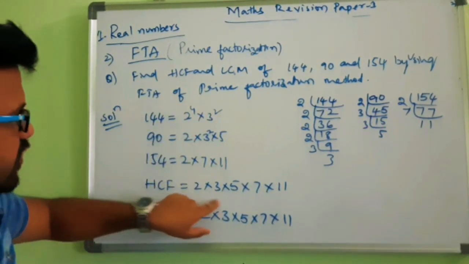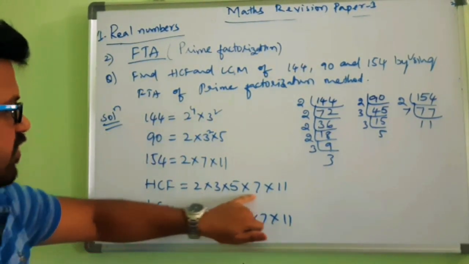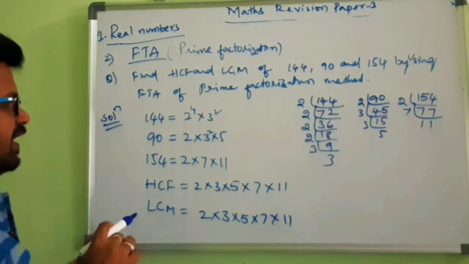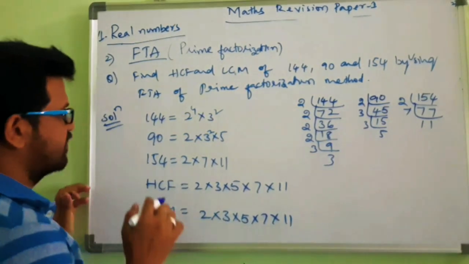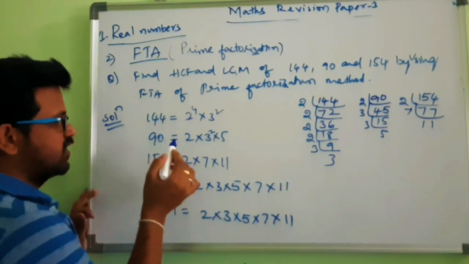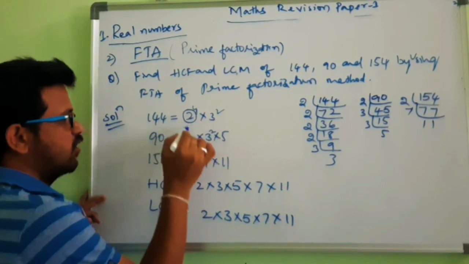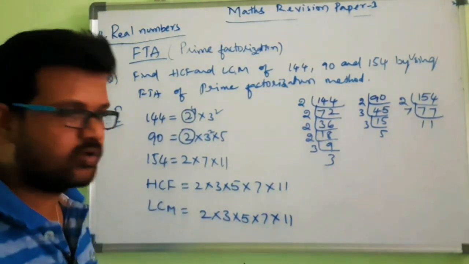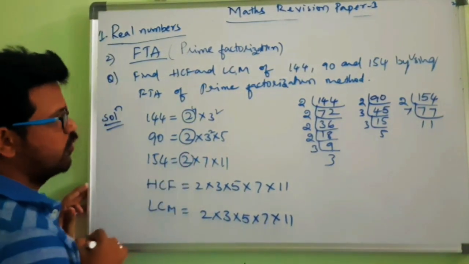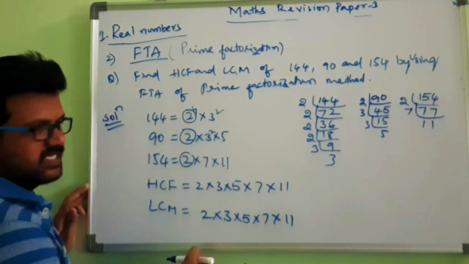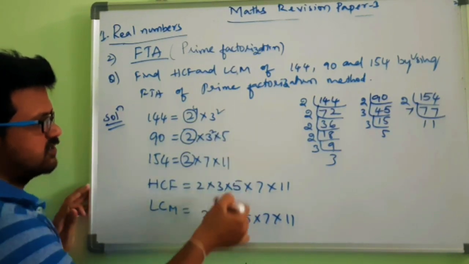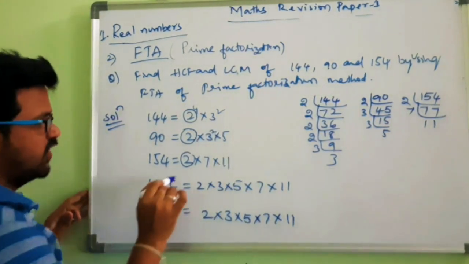Whatever the factors are there, you write all the factors: 2, 3, 5, 7, 11. Now HCF means you have to see the common factors. What are the common ones here? Round them up with a pencil. So 2 is there. 3 is not there. 5 also not there. 7 also not there. 11 also not there. Only 2 is there.